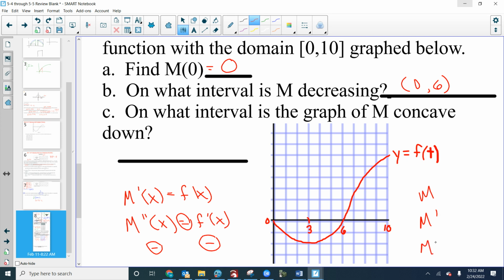prime, M double prime. Back to chapter 3. No, chapter 4. First derivative test. Second derivative test. Ready? M will be concave down. Let's work backwards. What test were we doing? Second derivative test. M will be concave down when M double prime is negative. Oh, okay. So I'm looking for where M double prime is negative. It just so happens that this graph, M double prime is F prime. Where are the F primes, slopes on this graph? Negative. 0 to 3. And that's it.